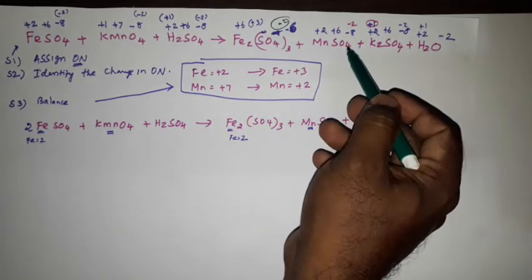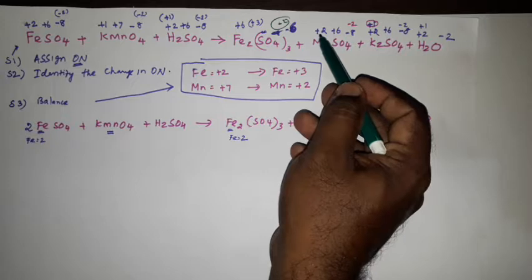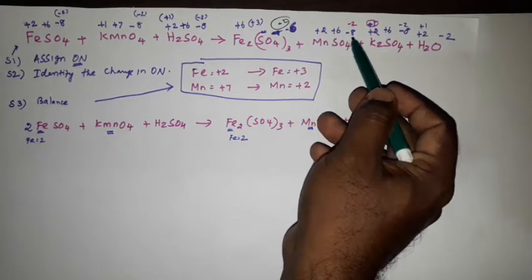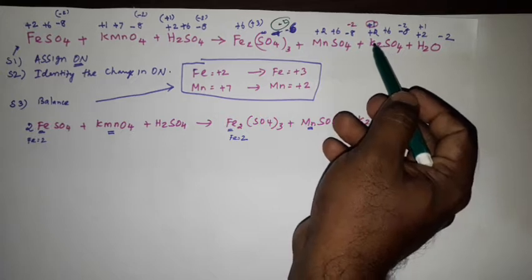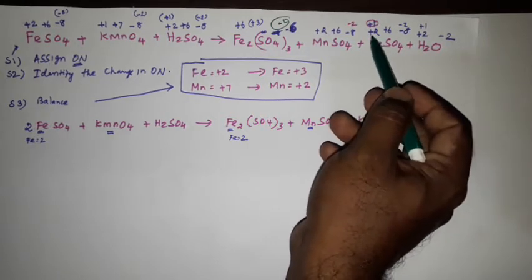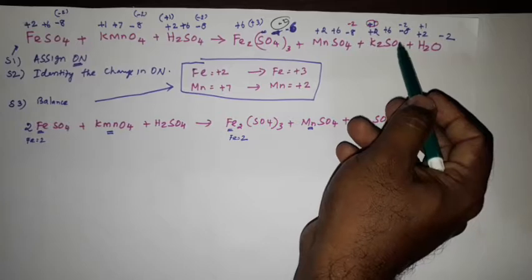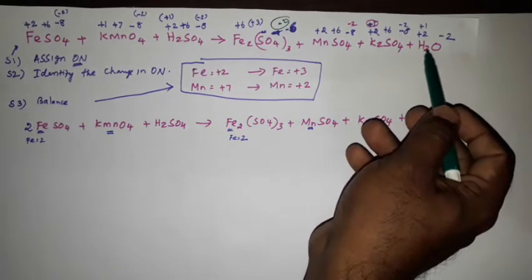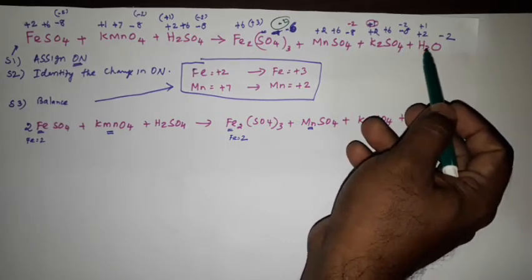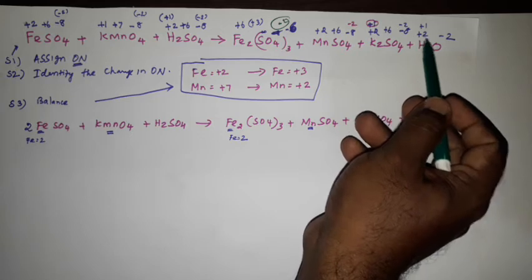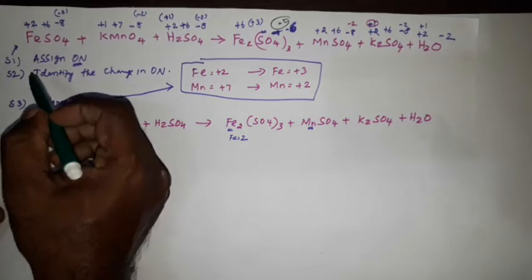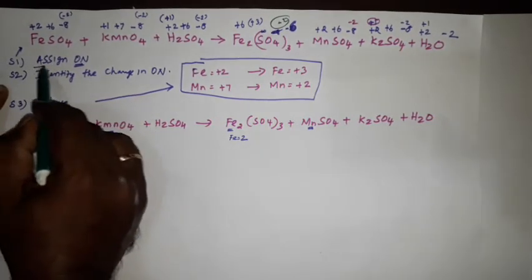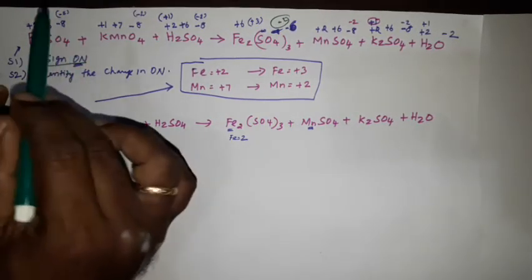Then MnSO4, here Mn will be plus 2, sulfur plus 6, oxygen minus 8. K2SO4: potassium is plus 1, and 2 potassium atoms make plus 2. Sulfur plus 6, oxygen minus 8. Then H2O: hydrogen is plus 1, so 2 hydrogen atoms make plus 2, and oxygen minus 2. Clear? So the first step, assigning oxidation numbers, we have completed.